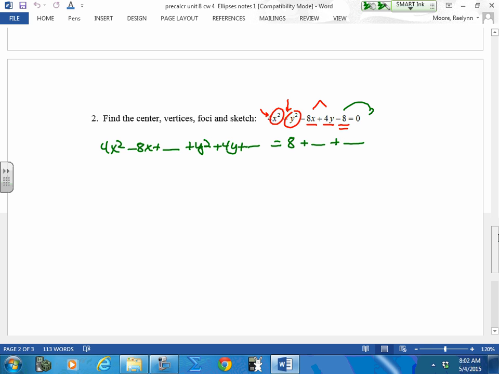Now, when you do this, your coefficient has to be 1, and it has to be a positive 1. So I can't use the 4. So out of this little group, I'm going to factor out a 4. We're going to factor it out because x squared has to have a coefficient of 1, positive. So we factored out the 4. We're still going to leave a space. This is going to stay. This guy's a 1. He's going to stay.